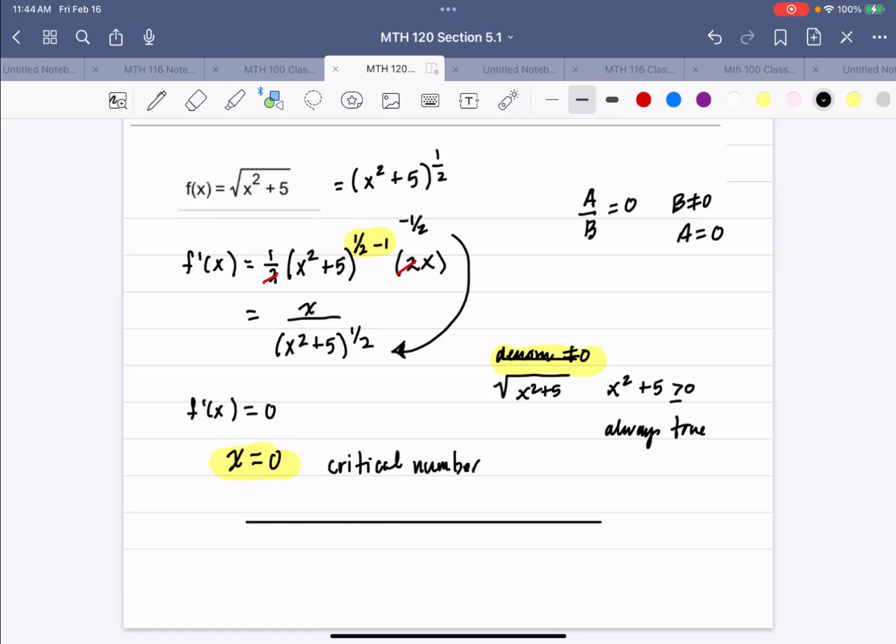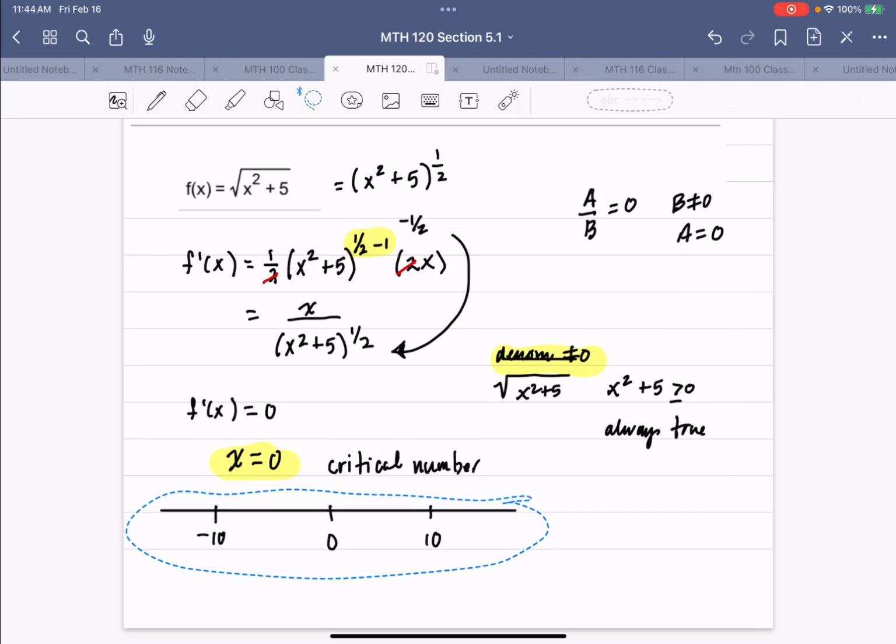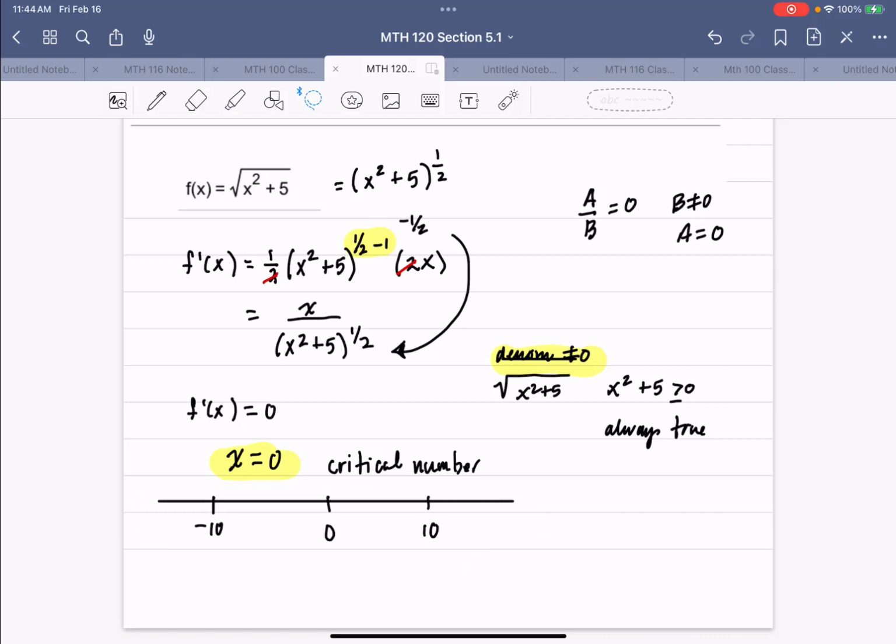So we put our critical number on a number line, keeping in mind there are no other restrictions from the domain that have to be indicated here. We just have that one critical number. We'll pick a number to the left like -10, a number to the right like +10. And we'll evaluate our derivative at these two values.